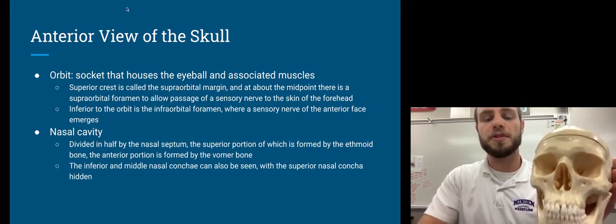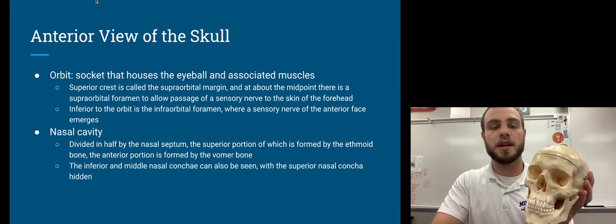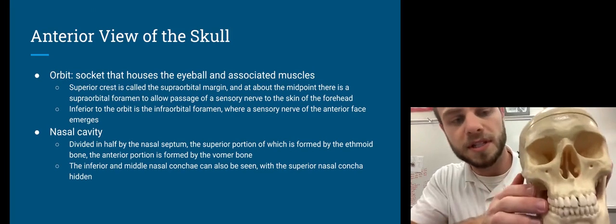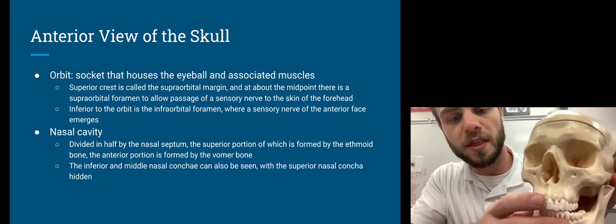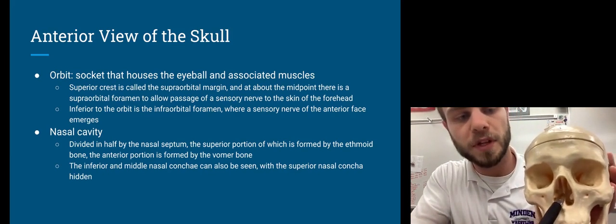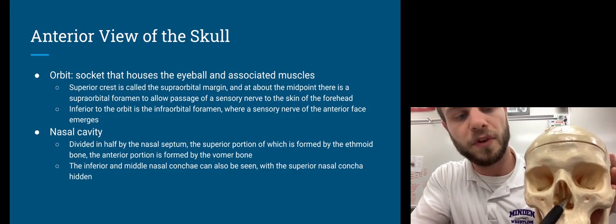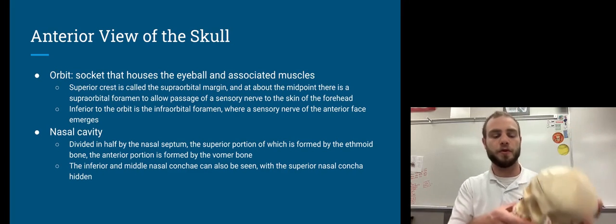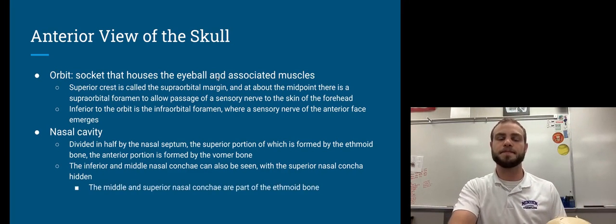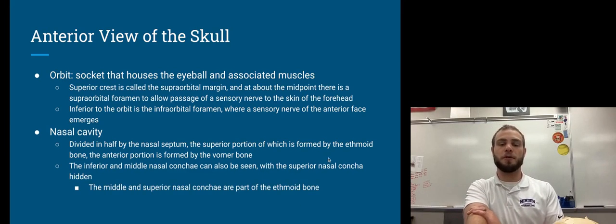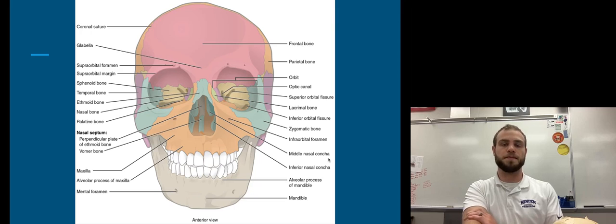The inferior and middle nasal conchae can also be seen from this view here. I'm not sure, hopefully you're able to see those kind of ridges there on the inside of the nasal cavity. So on the inside here, you can see the inferior and the middle nasal conchae. There is also a superior nasal concha, but from an anterior view of the skull, it is actually hidden. The middle and superior nasal conchae are going to be another part of the ethmoid bone.